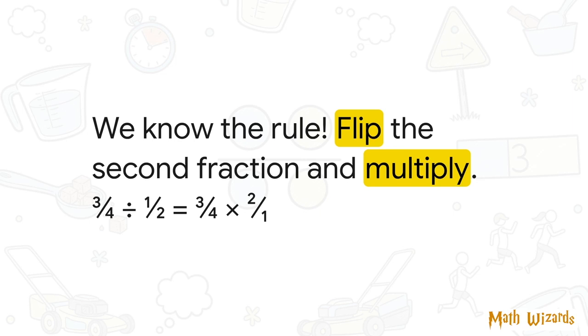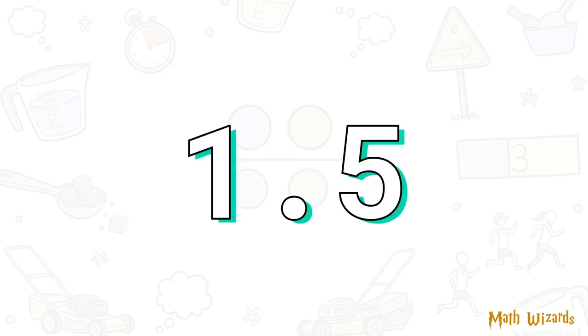Multiply across. 3 times 2 is 6 on top. 4 times 1 is 4 on the bottom. We've got 6/4. And finally, step 3, simplify. 6/4, or 6 divided by 4, gives us 1.5. And our units? The question told us, lawns per hour. So the final answer is 1.5 lawns per hour. See, that same 3-step method just works.